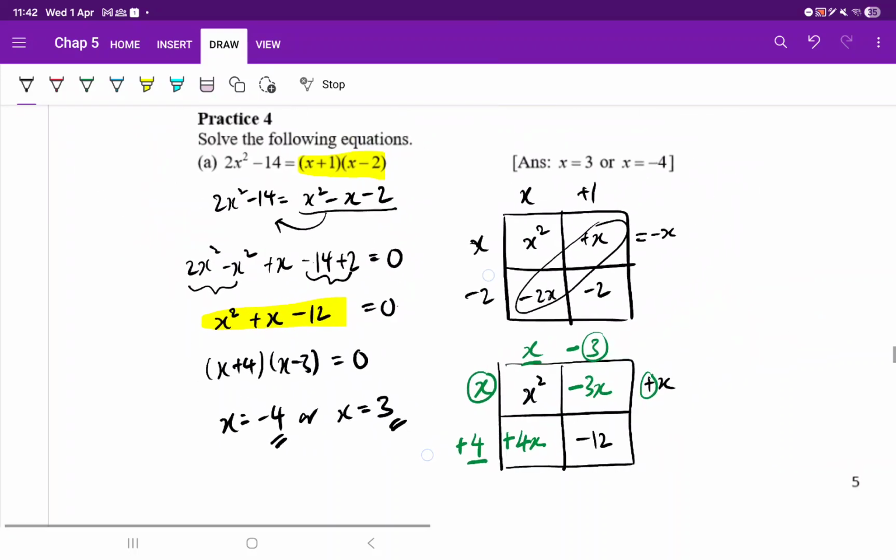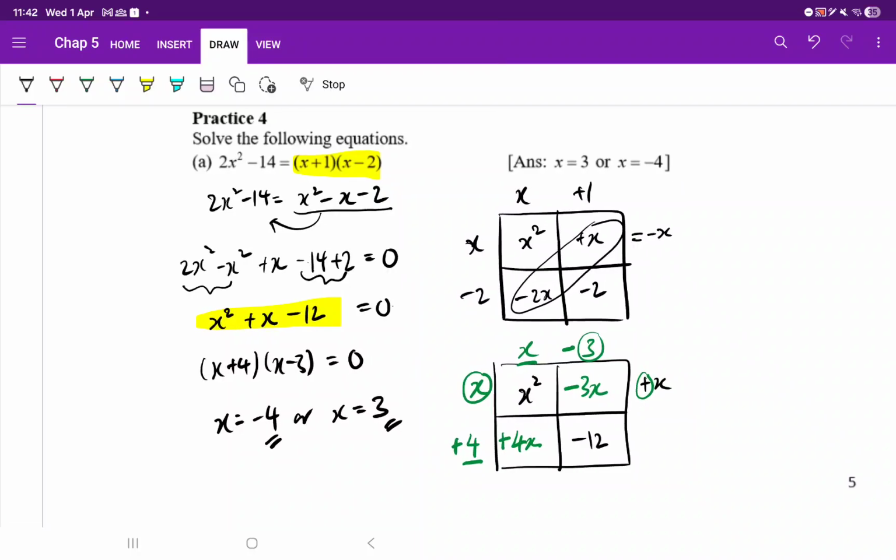Okay? I zoom out so that you can see the whole question for 4a. If you have plus 12, then your x squared will be minus x squared. Yeah, then correct. Huh? It's the same thing because I brought everything to the left side, you brought everything to the right side. Yeah, it's the same thing.